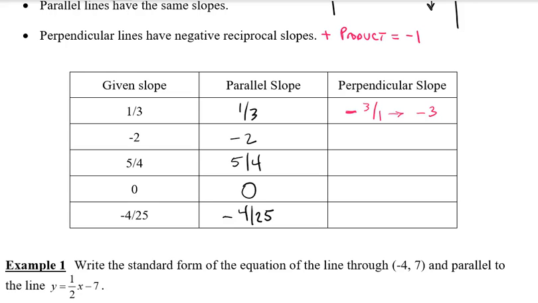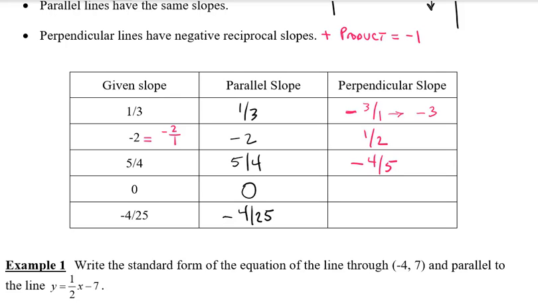Then let's take a look at -2. A slope of -2 is the same thing as -2/1. When I take the negative reciprocal, the sign is already negative, so the opposite of that will be positive. Then I flip the fraction, so my perpendicular slope will be 1/2, if my given slope is -2. If I have 5/4, this one's already a fraction, so I just flip the fraction, and that'll be 4/5. And the opposite of something that's positive will be negative.